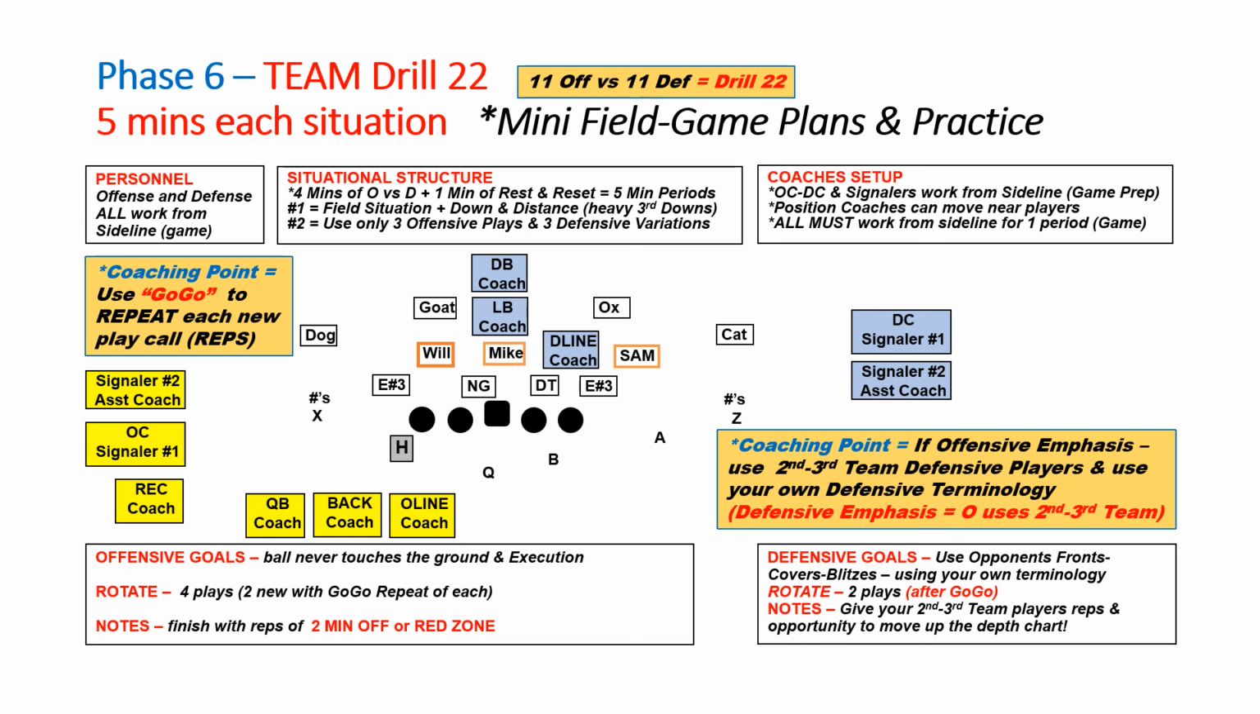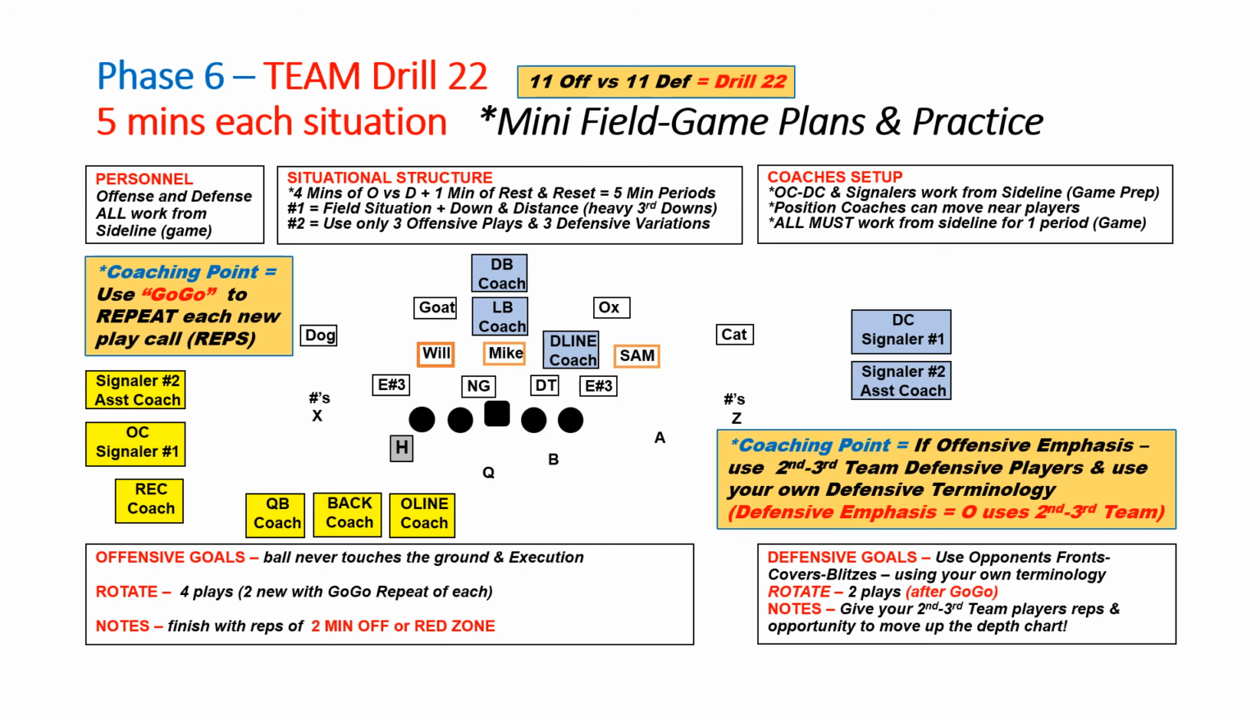But again, what's great here is you want to go 5-minute periods and then do mini game plans and mini field situations here. So you practice in field situation along with game plans. A good example is these are mostly going to be third downs, different situations, and we just go work up and down the field with this.